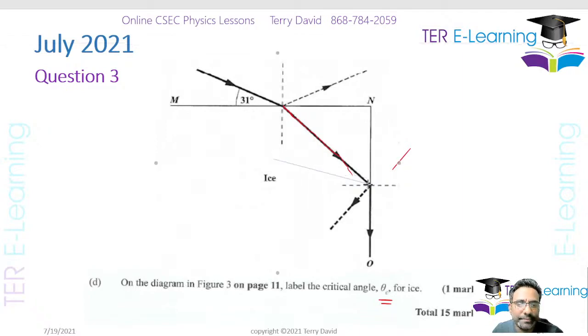So I'm going to draw a line here. Let's make it a little darker and probably a little thicker. So that's what we have here. Let me erase some of these things as well. I know many students would not have gotten this correct. So you see this angle here? This angle has to be my critical angle for ice. So this here is my theta C.